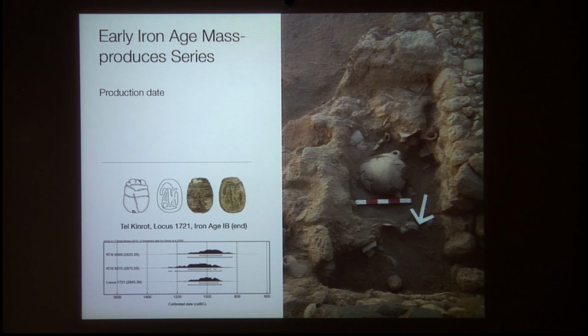The earliest hitherto known 14C date comes from Locus 1721 at Tel Kinrot, the site which I'm excavating, which proved to be extremely rich in pottery and other finds, including a scarab belonging to the mass-produced series. The calibrated range for this archaeologically safe locus is around 1050 to 930, with a probability of 1 sigma. The iconographic repertoire is rather poor on these seals. It is highly standardized, and this indicates also some sort of mass production.